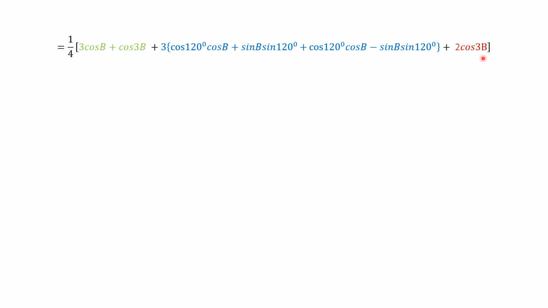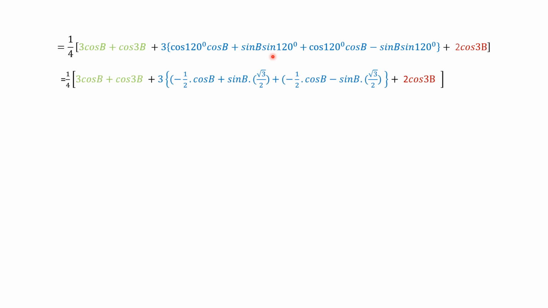Am I clear? Thereafter, in the next line, here is cos 120 degrees, and we know cos 120 degrees is minus 1 over 2. Similarly, here is sin 120 degrees, and sin 120 degrees is root 3 over 2. So we'll apply the values. Are we clear? So in the next line, simply we have kept the values: cos 120 degrees is minus 1 over 2 and sin 120 degrees is root 3 over 2. Same thing over here and over here. The last term is copied as it is.